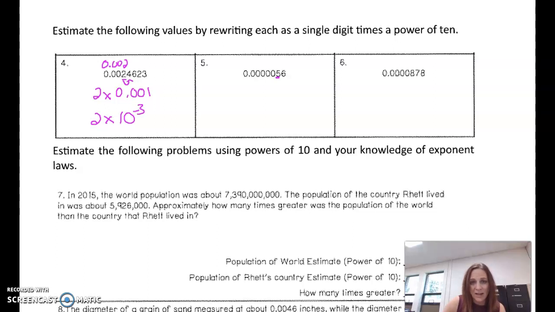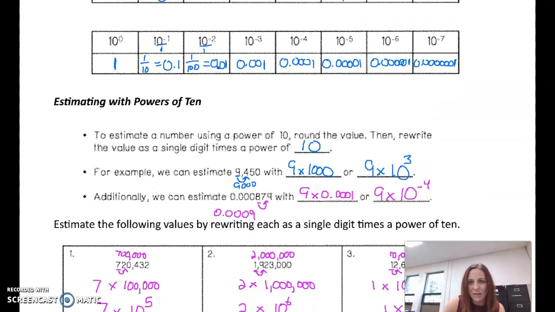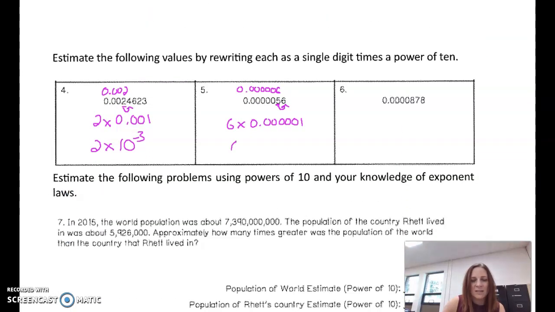Same thing here. Look at this 5. The 6 behind it tells me to make that a 6. So that's let's see, 1, 2, 3, 4, 5, and 6 is in the 6th position. So this is 6 times 0.000001, because we want that 1 to stay in that position. So you have 5 zeros or 6 decimal places. That's right here. 1, 2, 3, 4, 5, 6. 10 to the negative 6th. So this is 6 times 10 to the negative 6.